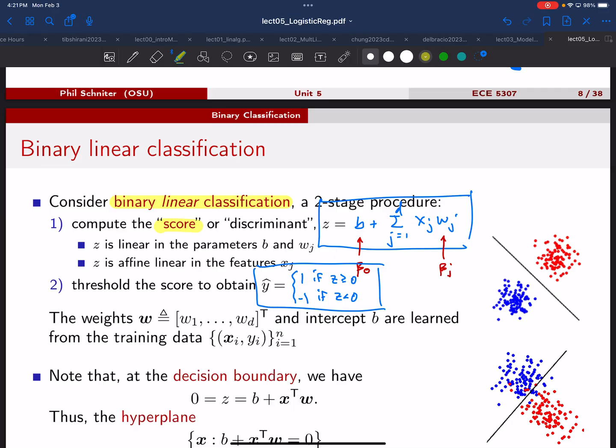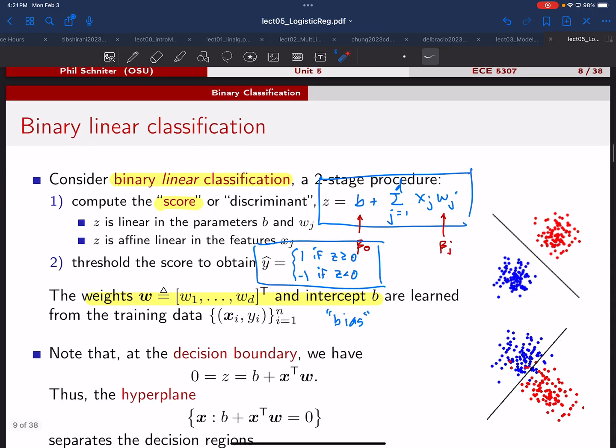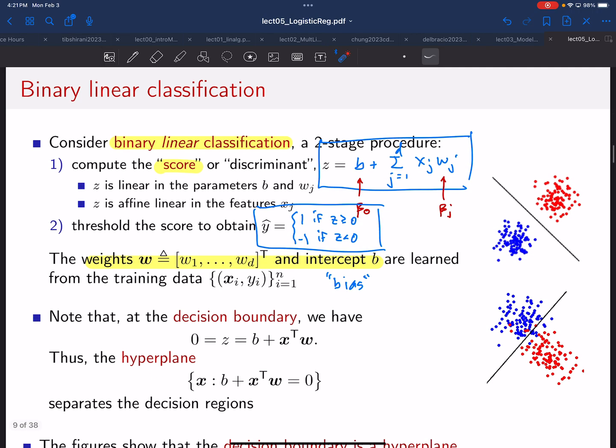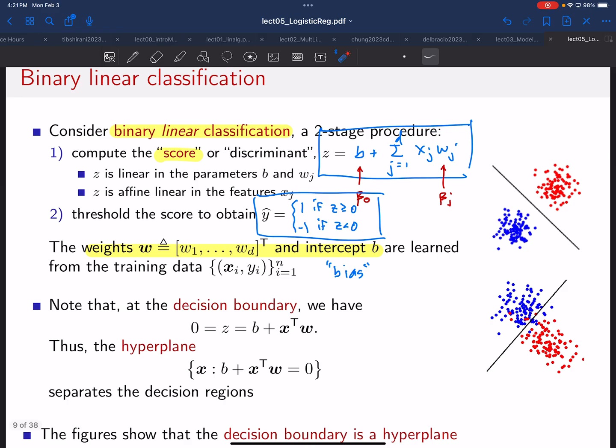And the weights and intercepts, or sometimes called the bias, are learned from the training data set. So what we'll get into later today is how we do that, but there's some way of doing that. Any questions so far?